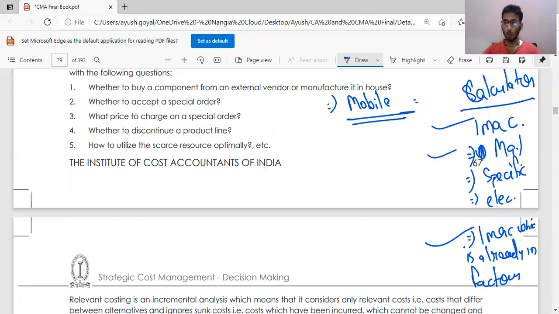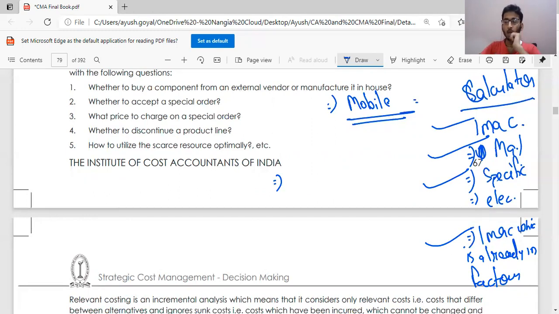Along with this, I require material. I require labor with specific training. I'll get that labor from the market, and I require electricity to run the machinery. What would be the relevant cost for making the calculator?